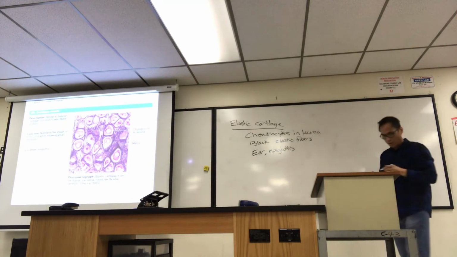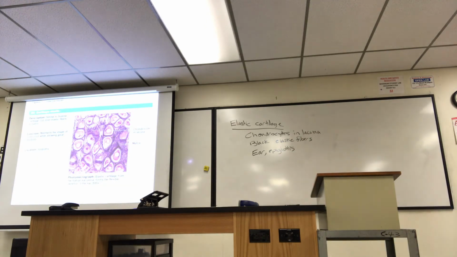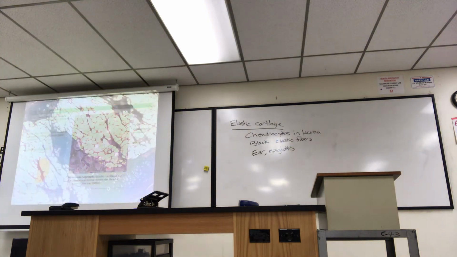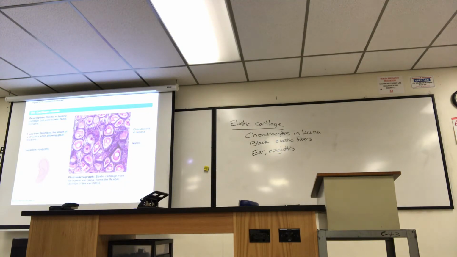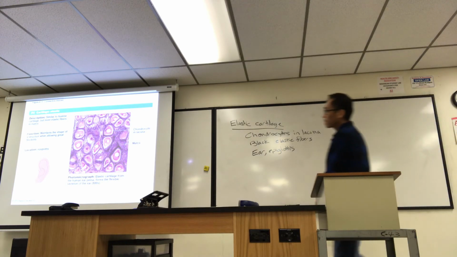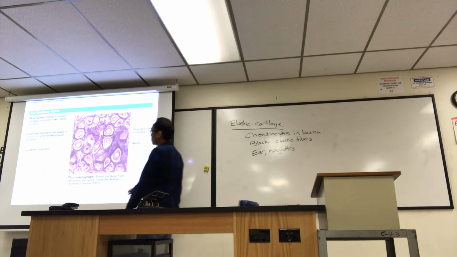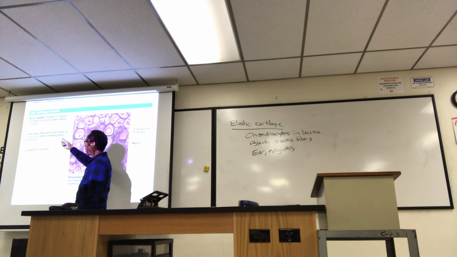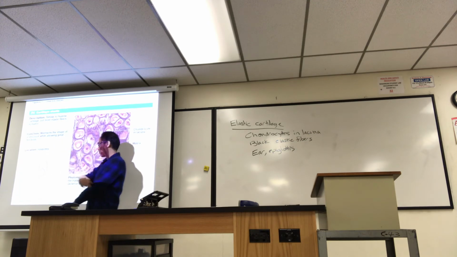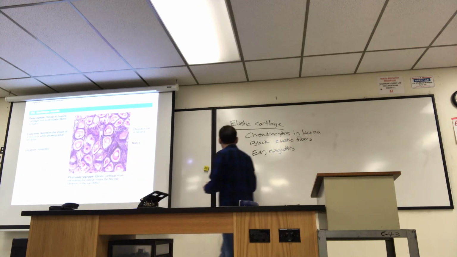The glottis is the airway, so this is a flap of cartilage that guards the airway when you swallow food. Okay, but because it's elastic, well, like the slide says, it maintains the shape of the structure while allowing great flexibility. Okay, it's elastic cartilage.